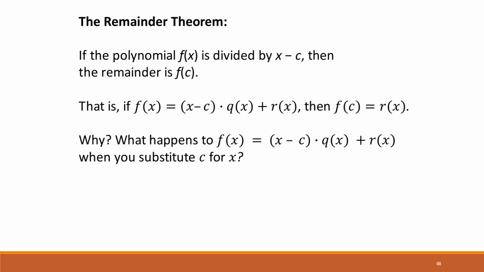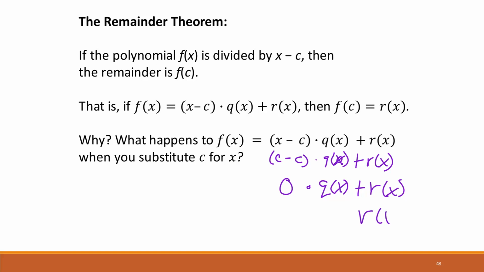Why do we care about that? What happens to f of x, which equals x minus c times q of x plus r of x, when you substitute c for x? If we substitute c for x here, then we get c minus c times q of x plus r of x. So this becomes 0 times q of x plus r of x, which just becomes r of x. So that's how we get there.